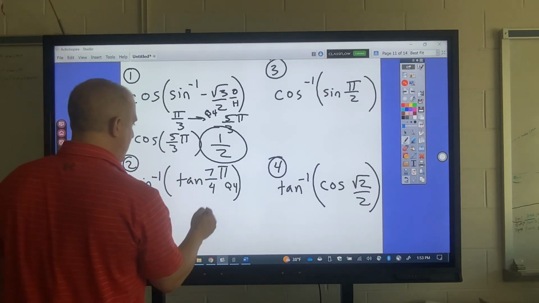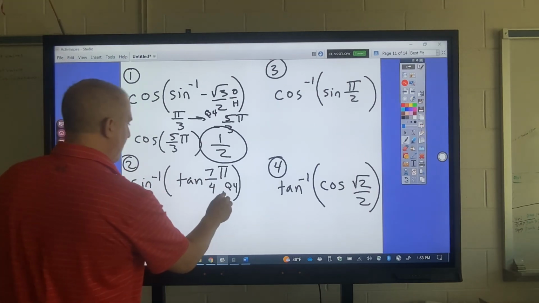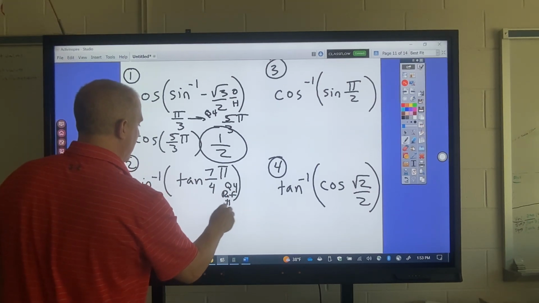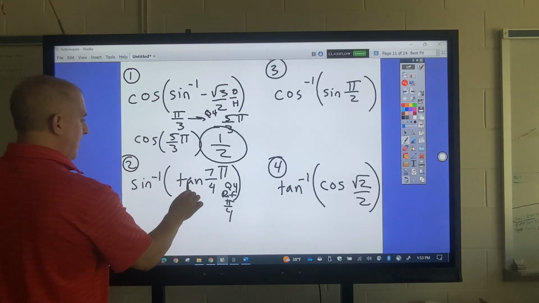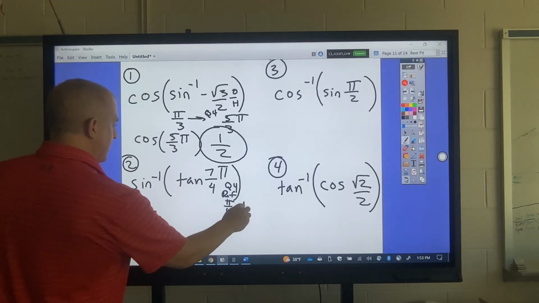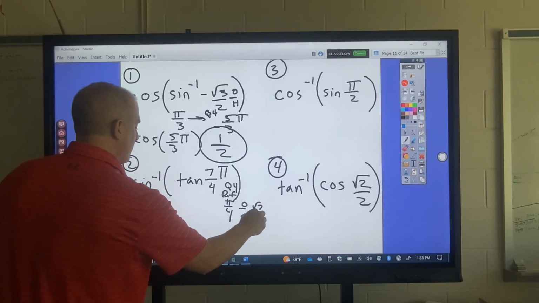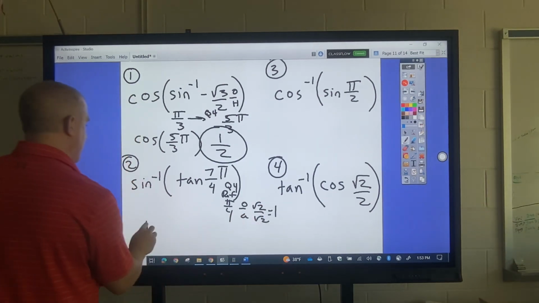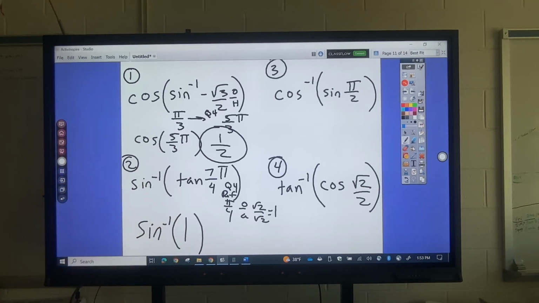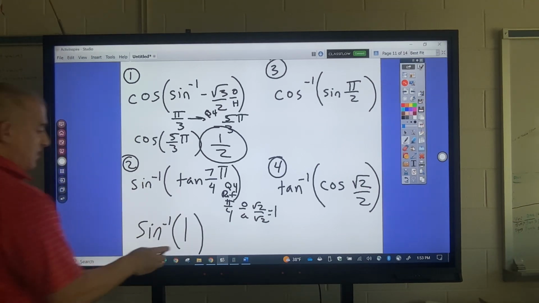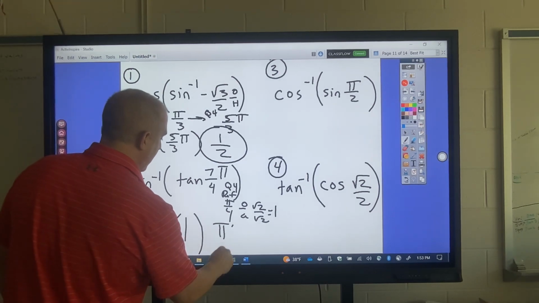So the tangent of that, and the reference angle would be pi over 4. So what I would get there: tangent of pi over 4, tangent would be O over A, so square root of 2 over square root of 2, which would be 1. So now I want to find where the sine inverse is going to be 1.